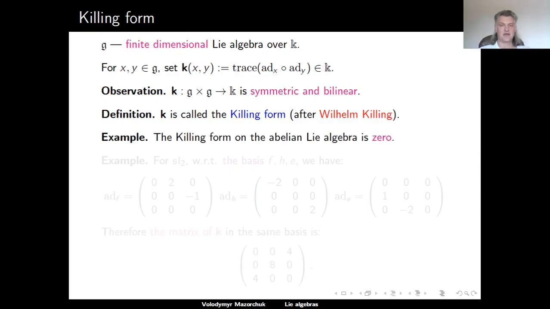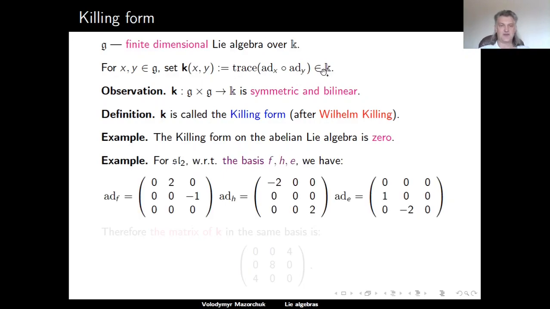A trivial example: the Killing form on the abelian Lie algebra is 0. This is because every adjoint operator associated with any element of an abelian Lie algebra is 0. Therefore, ad x composed with ad y is 0, and the trace of the 0 operator is 0. Here is a less trivial example.